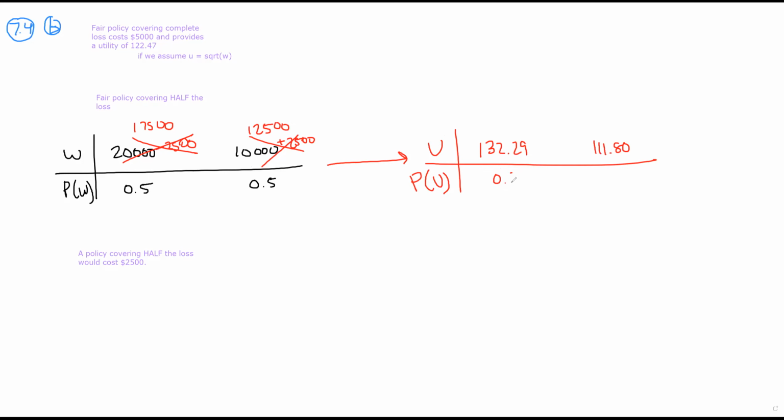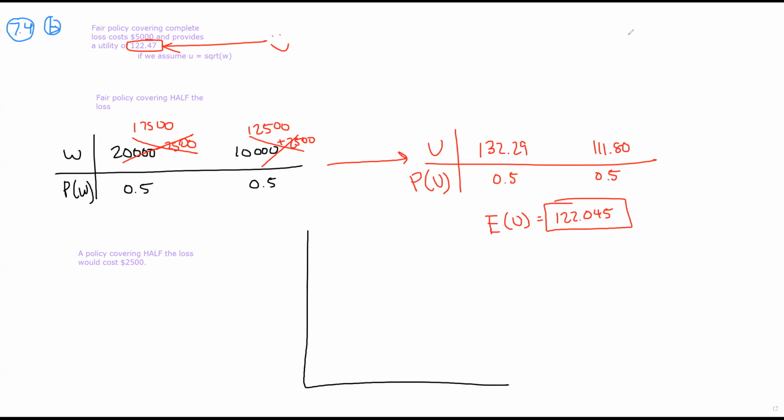Okay, we still have a 0.5 here, still have a 0.5 here. Let's go ahead and do half of each of those numbers. 0.5 times 132.29 plus 0.5 times 111.8 gives me 122.045. And once again, let's compare these two utility values. This situation makes us happier. Let's see it graphically. I'm going to draw this bend quite a bit.